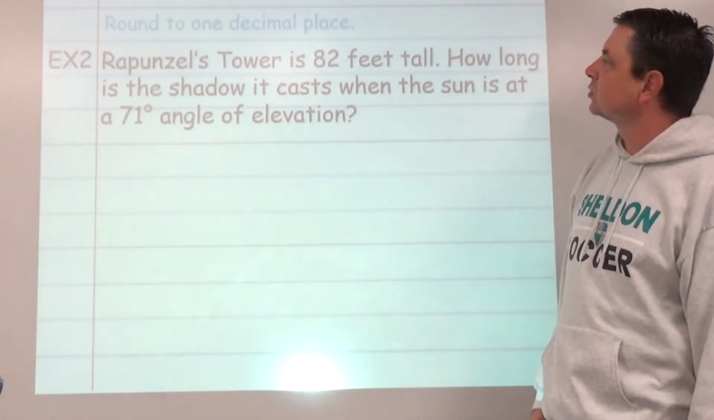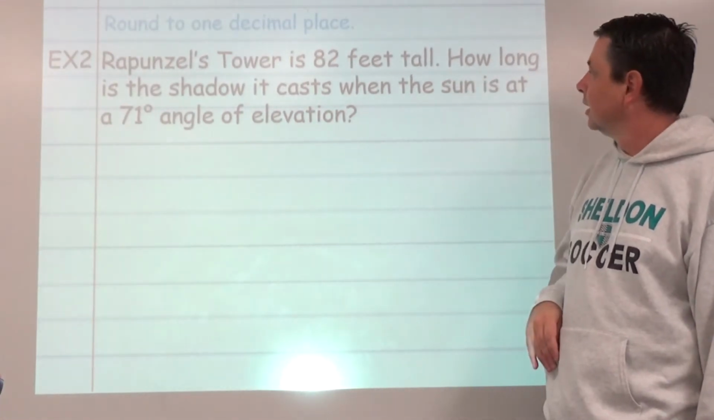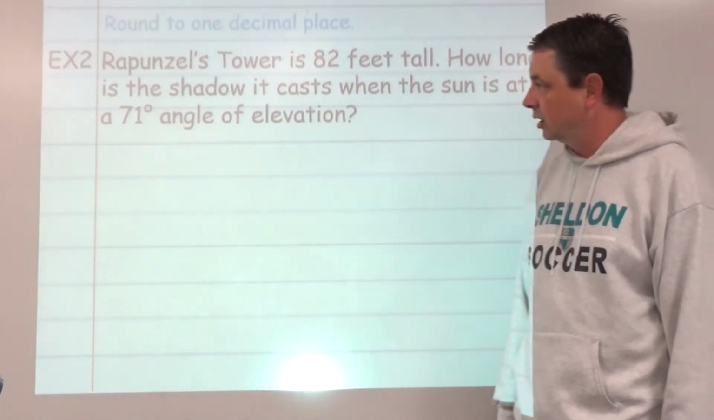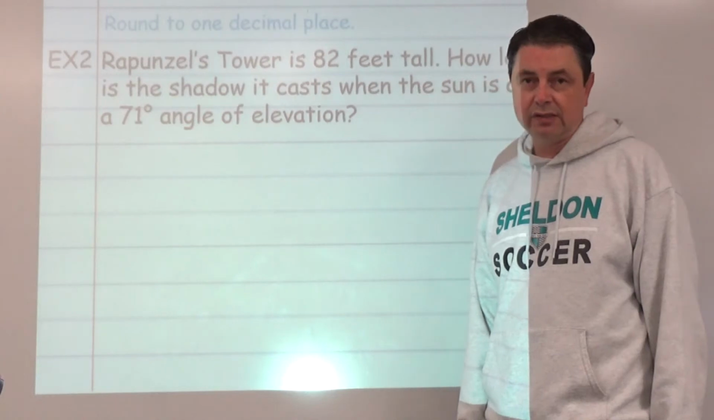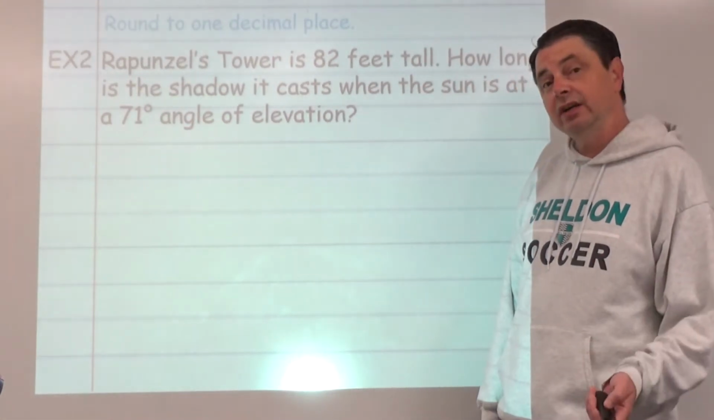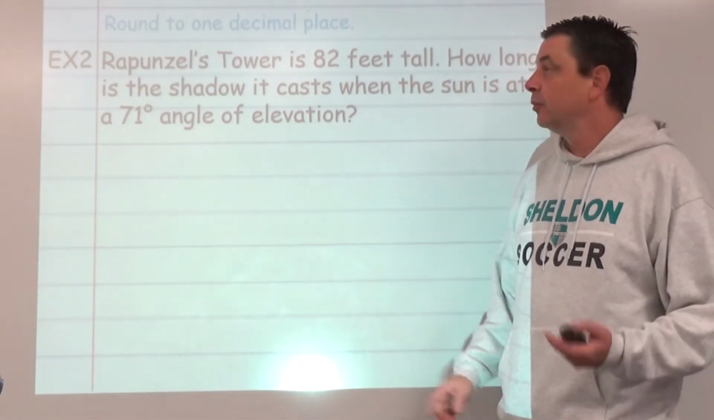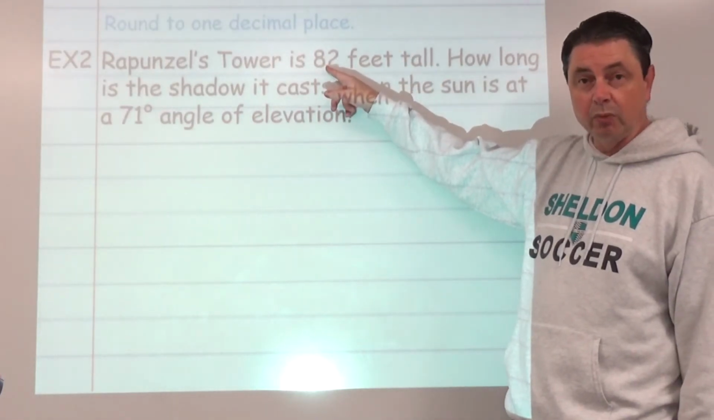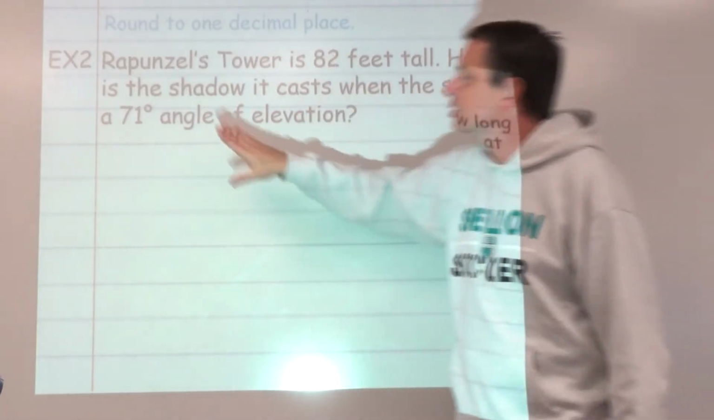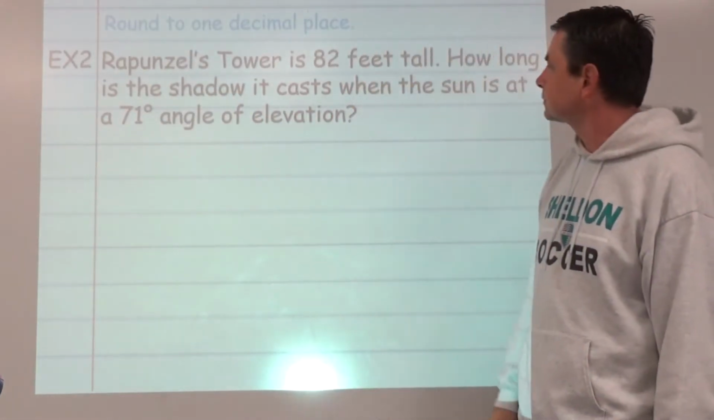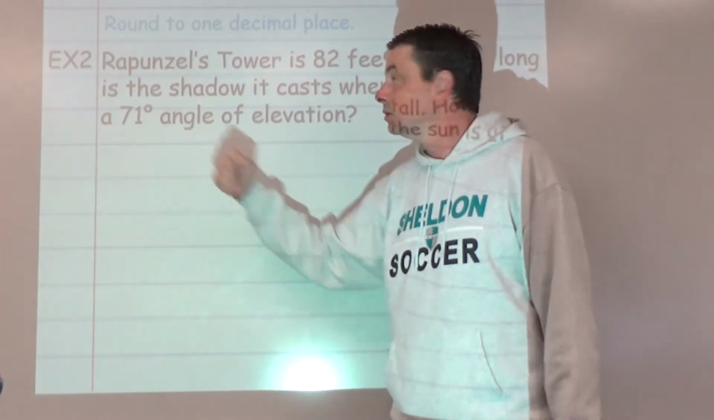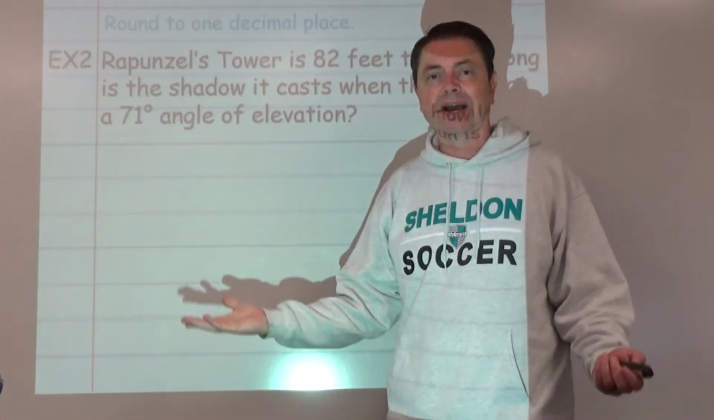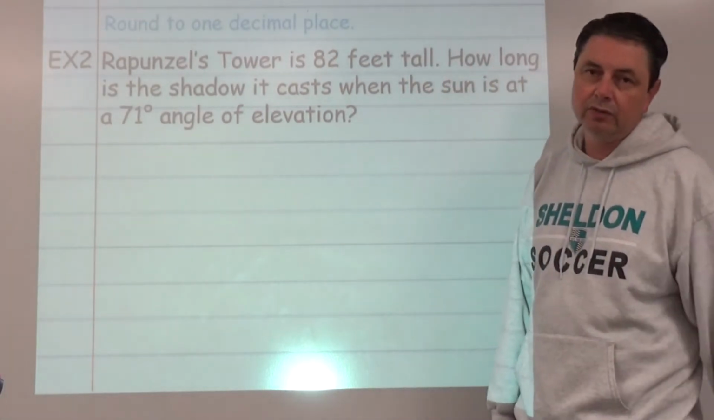Example number 2, Rapunzel's tower is 82 feet tall. How long is the shadow that it casts when the sun is at an angle of elevation of 71 degrees? Again, pause here and try to sketch it out. Make sure we have 82 labeled in your sketch somewhere. Make sure there's a right triangle, a 71 degree angle, and a shadow. We're trying to find how long the shadow is, and that's what we're going to label with the variable. So pause it here.